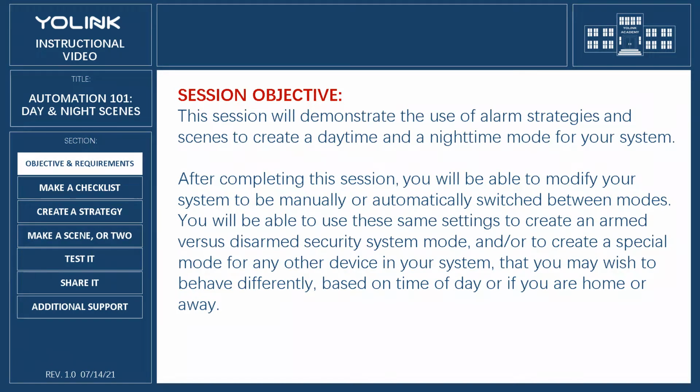Session Objective. This session will demonstrate the use of alarm strategies and scenes to create a daytime and a nighttime mode for your system. After completing this session, you will be able to modify your system to be manually or automatically switched between modes. You will be able to use these same settings to create an armed versus disarmed security system mode, and/or to create a special mode for any other device in your system that you may wish to behave differently, based on time of day or if you are home or away.